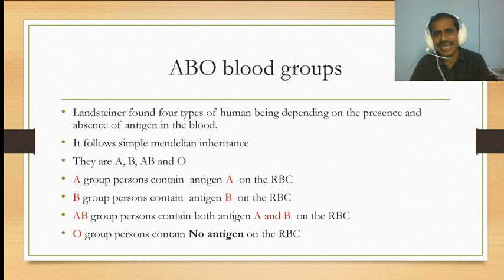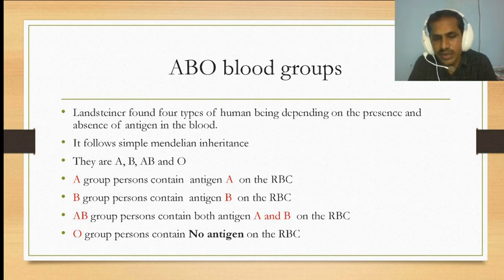Now we move to the ABO blood groups, which were discovered by Landsteiner. Based on the presence and absence of antigen in the blood, Landsteiner found four types in human beings. It follows simple Mendelian inheritance: law of dominance, law of segregation, law of independent assortment. There are four types: A, B, AB and O.